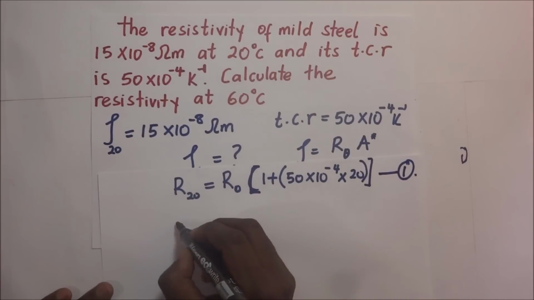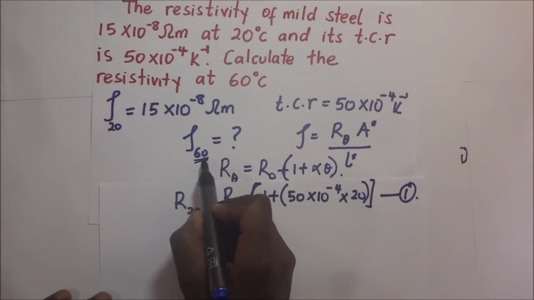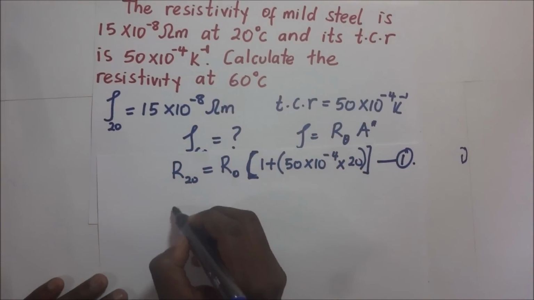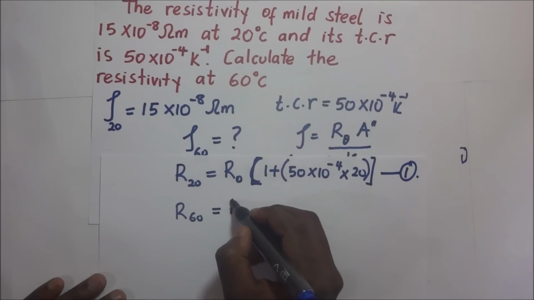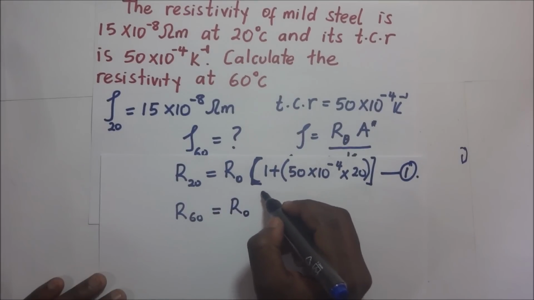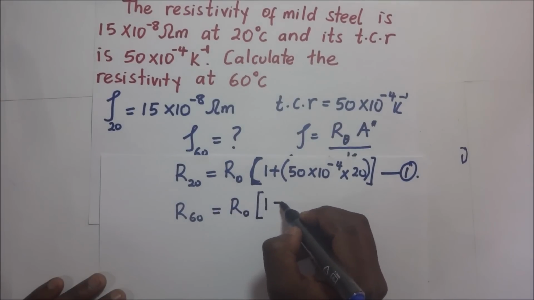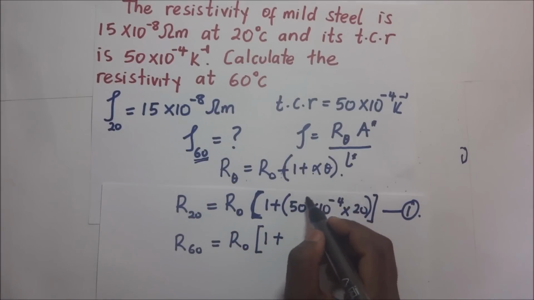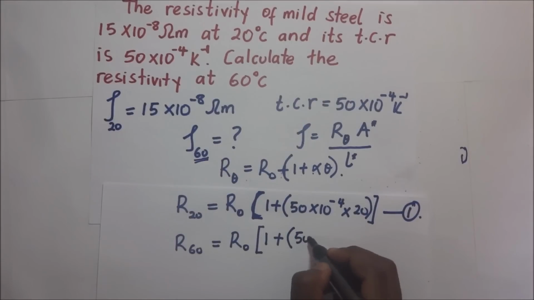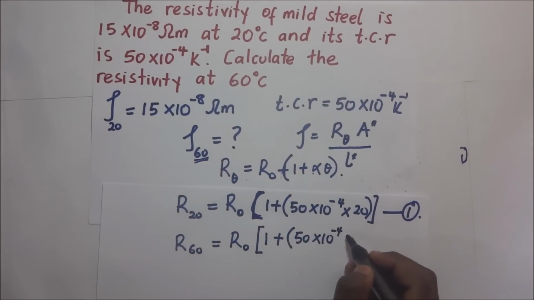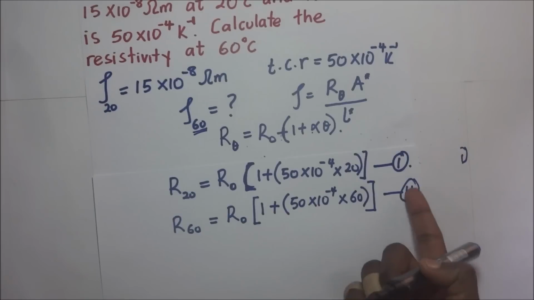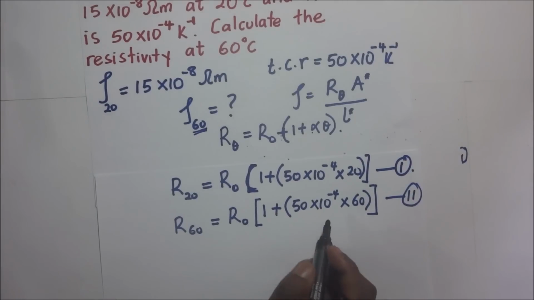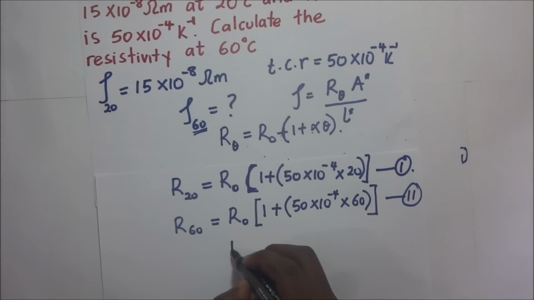Then we also have our second equation. They want the thing at 60 degrees. So the resistance at 60 is going to be equal to the resistance at 0 degrees Celsius times 1 plus alpha theta. Our value of alpha is still the same, 50 times 10 to the power negative 4, multiplied by theta, which is 60. That's our equation 2.